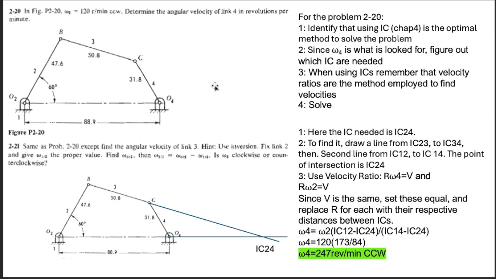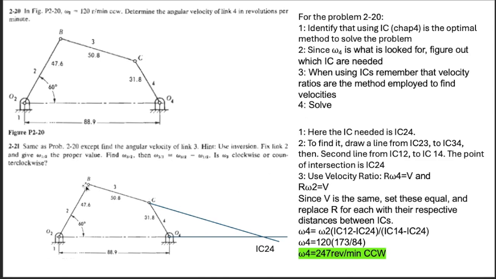And so when you're solving by instant centers, first you'll want to find which instant center you want to work with. Because when you're looking for link 4, the best option is to find instant center 2, 4. From this, you can then work and find the angular velocity. And so we're going to work from that.